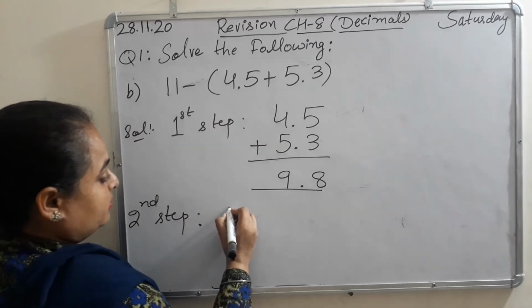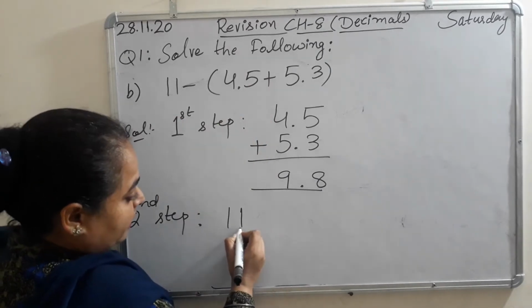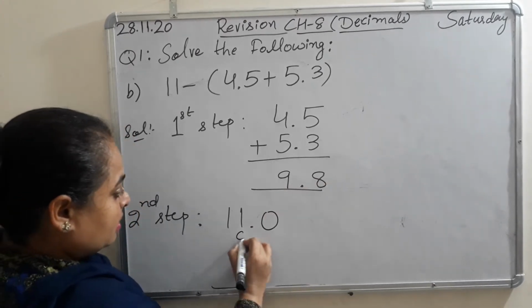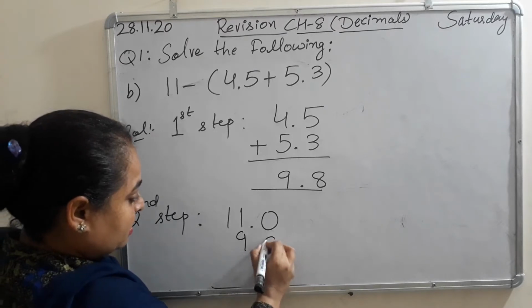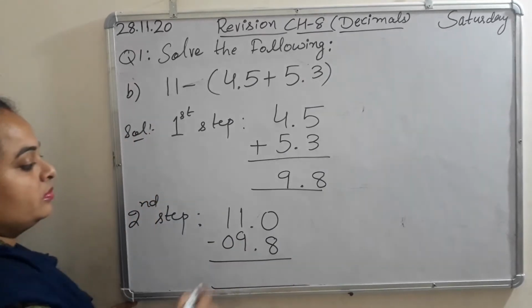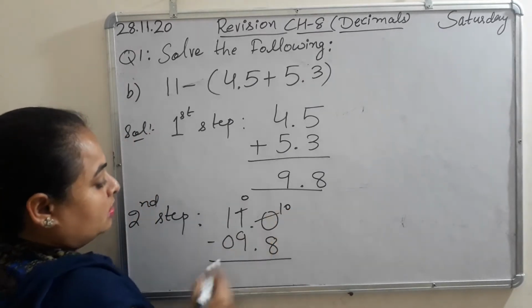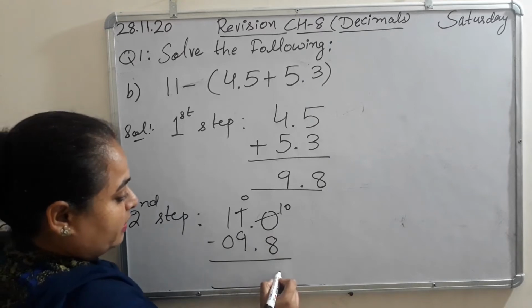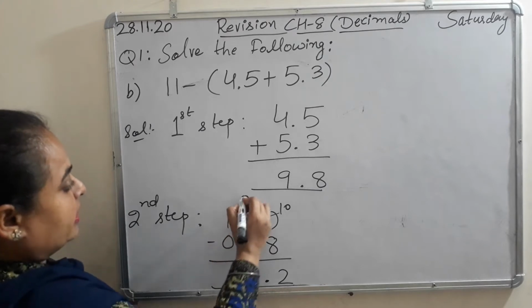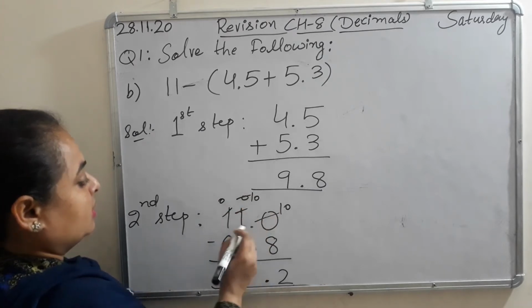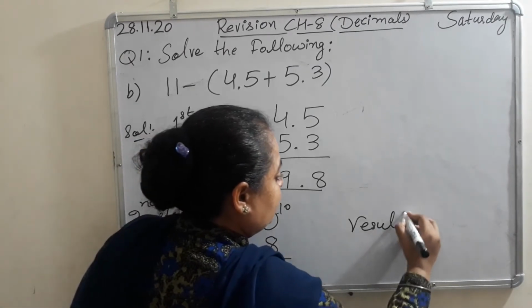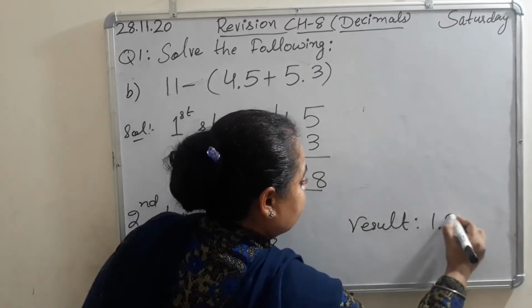So 11.0, 9.8. Ten minus 8 will give you 2. Then decimal again. 10 minus 9, 1. So in the result, you will write 1.2.